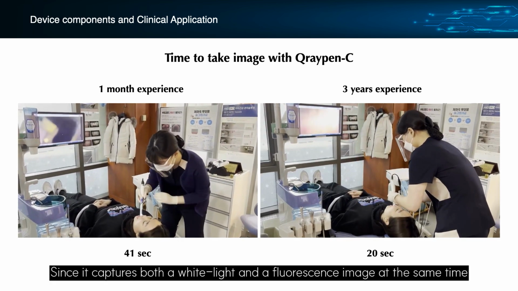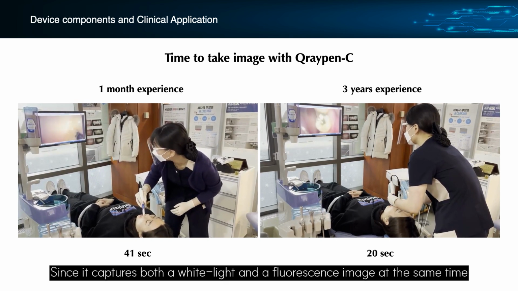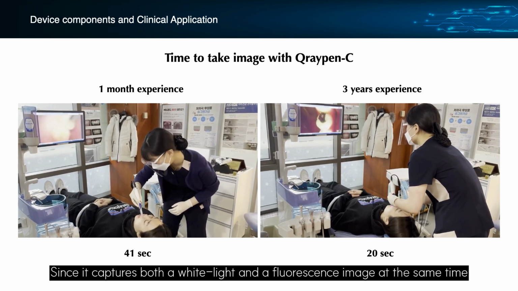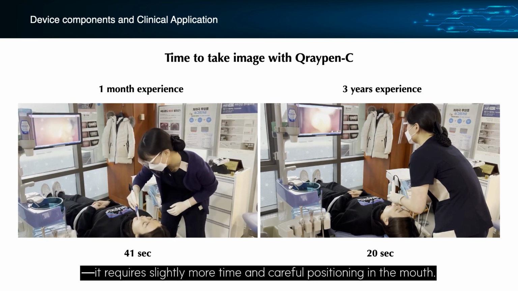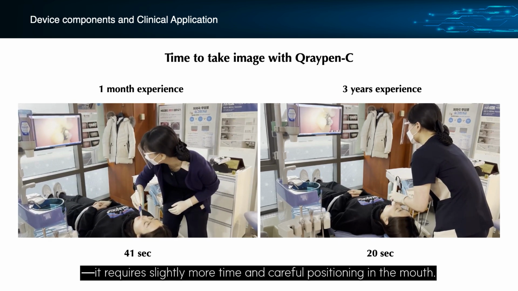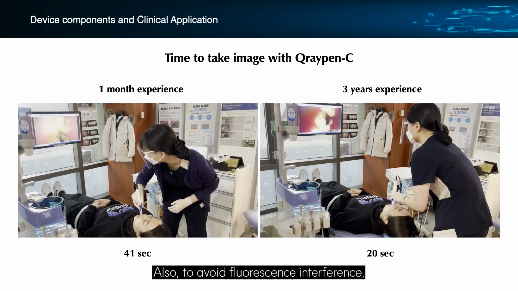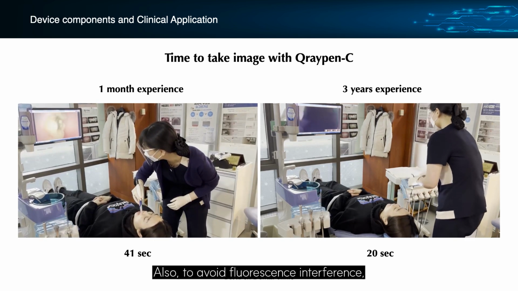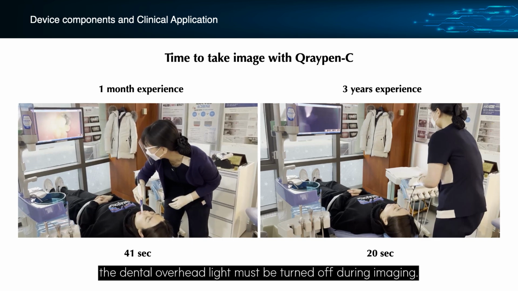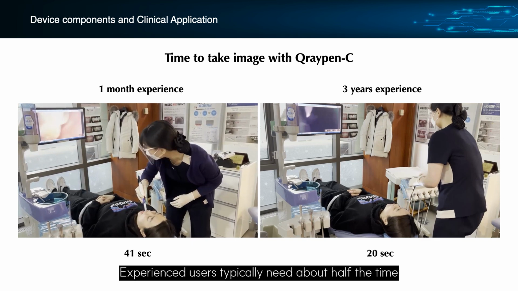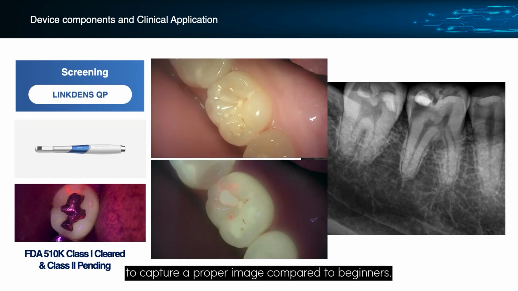Since it captures both a white light and a fluorescence image at the same time, unlike conventional intraoral cameras, it requires slightly more time and careful positioning in the mouth. Also, to avoid fluorescence interference, the dental overhead light must be turned off during imaging. Experienced users typically need about half the time to capture a proper image compared to beginners.